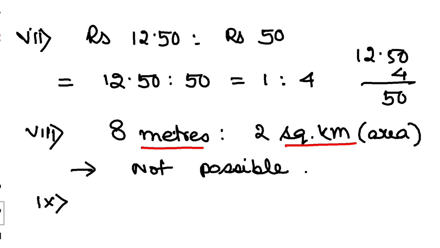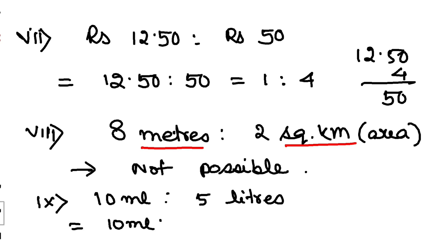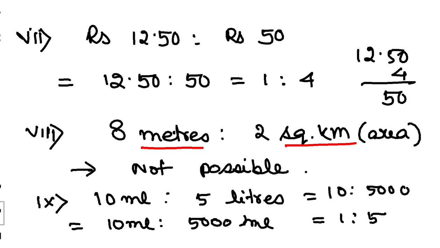Last one, number 9. 10 ml is to 5 liters. So we know 1 liter is 1000 ml. So this will be 10 ml is to 5 into 1000, which is 5000 ml. That means my ratio is 10 is to 5000. The zero gets cancelled. So 1 is to 500. This is my required ratio.